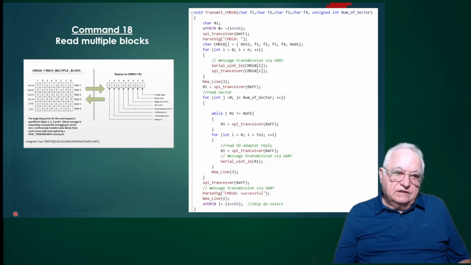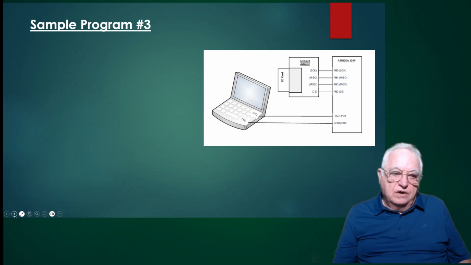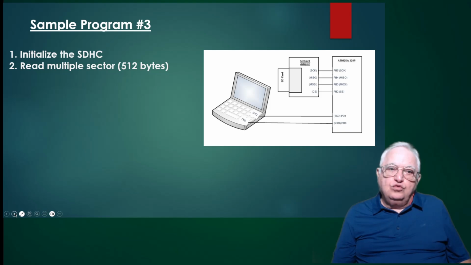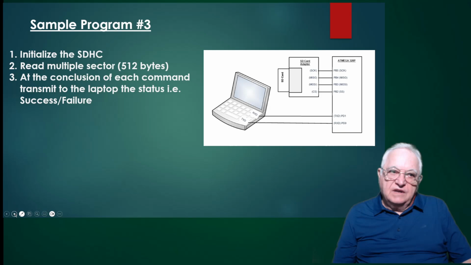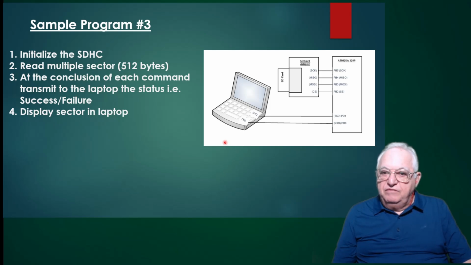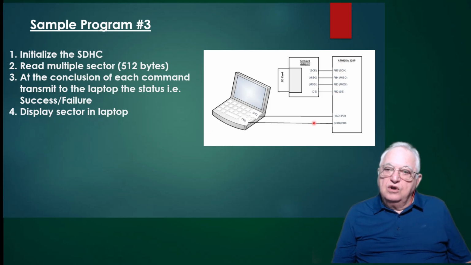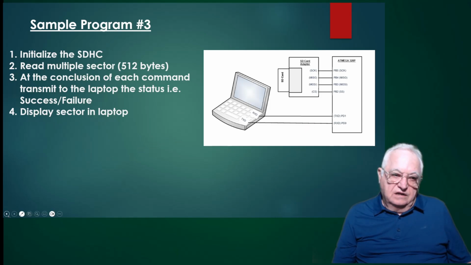Okay, so let's look at the example program where we get two sectors. First, as usual, we initialize the SDHC. We're going to read two sectors of 512 bytes. At the conclusion of each command, we're going to transmit the status to the laptop. And finally, we're going to display the two sectors. The schematic is the same as before. We are going to wire the serial lead to the laptop, UART transmission, and then we're going to do SPI transmission with the SD card. So let's look at the code.